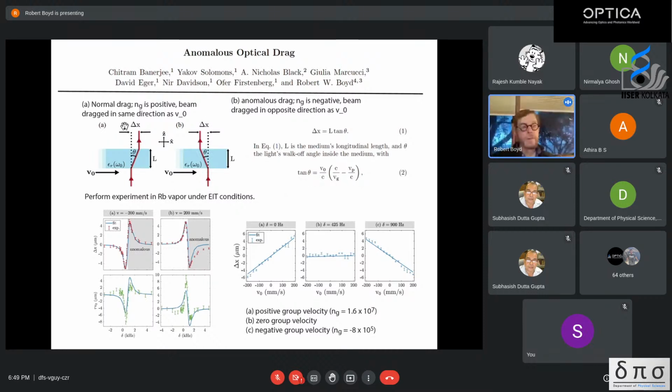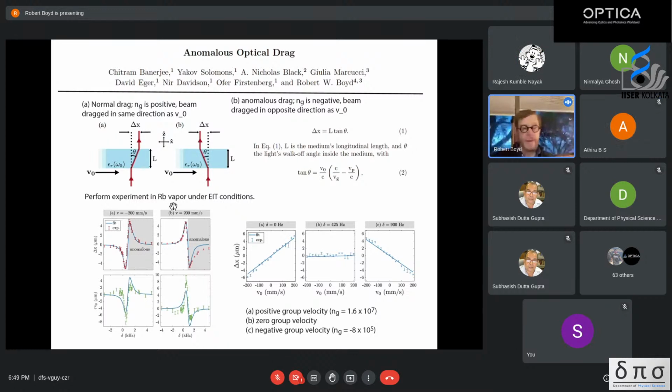So I've been telling you about normal transverse drag. What we are interested in doing is finding a situation in which the group index is negative, and then we will find a negative value of the drag. The medium is moving to the right with velocity v naught, but the beam is actually shifted to the left in passing through this material.